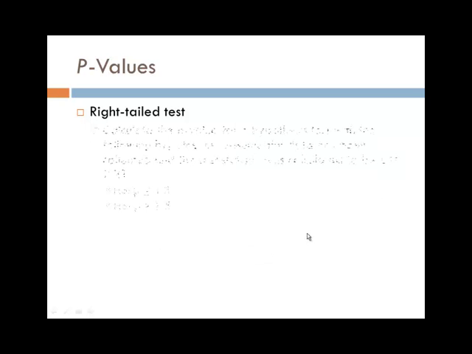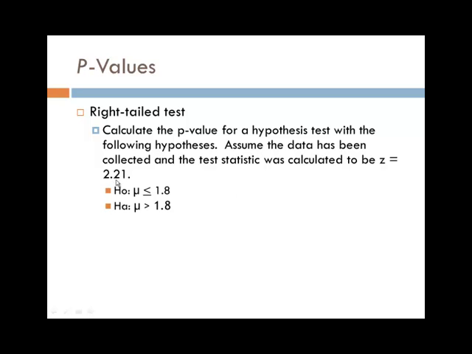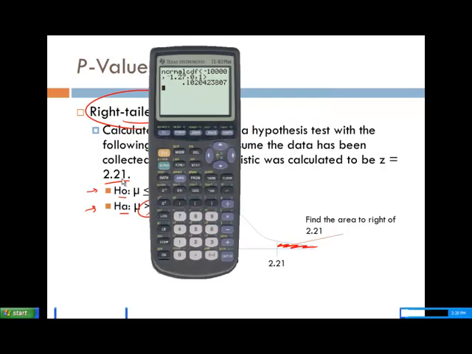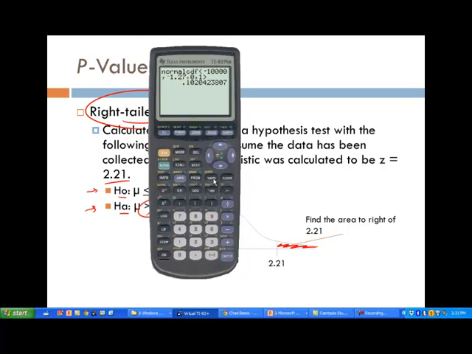All right. So the right-tailed test would look like this. If we have a test statistic that's 2.21, and the null says mu is less than or equal to 1.8, and the alternative says mu is greater than 1.8, we have what would be a right-tailed test. So here's the picture. We're finding the area to the right of 2.21. Take a minute to think about or to calculate the area to the right of that value. Remember, it's a normal distribution. So it would be the normal CDF once again, where the small value is 2.21, the large value is infinity, 0 and 1.